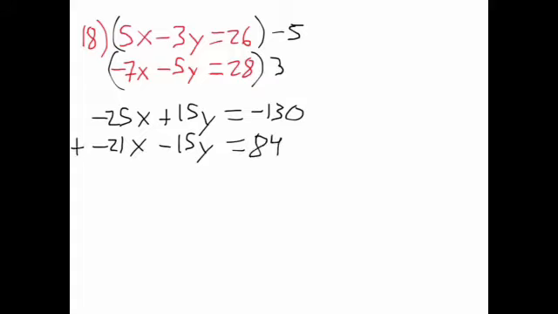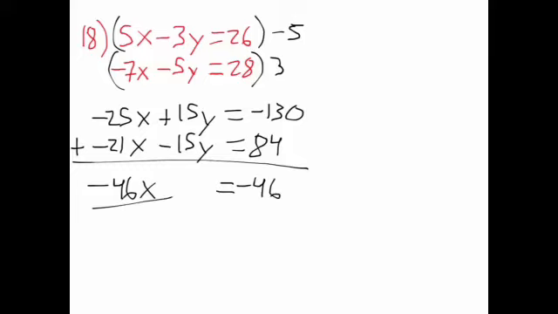Now that I'm at this point, my signs are different, but the numbers are the same, so I'm going to add my equations together. I'm going to get negative 46x, and on the right side I'm going to get negative 46. And now all I have to do is get my x by itself by dividing both sides by negative 46, and I'll get x equals 1.